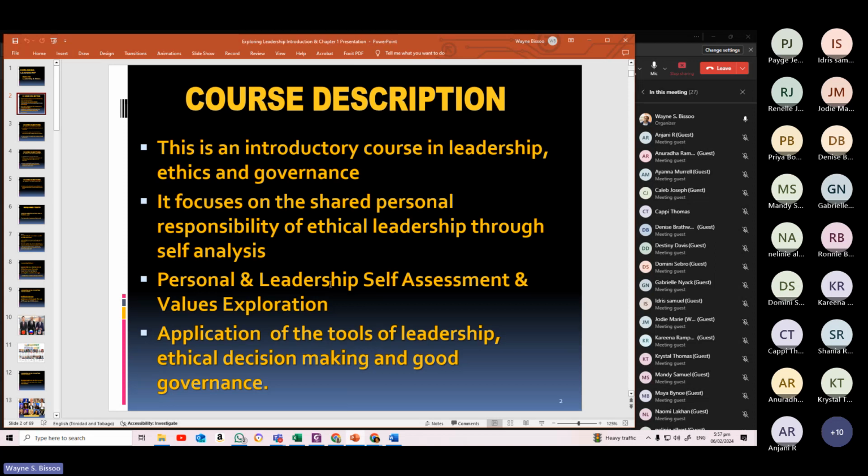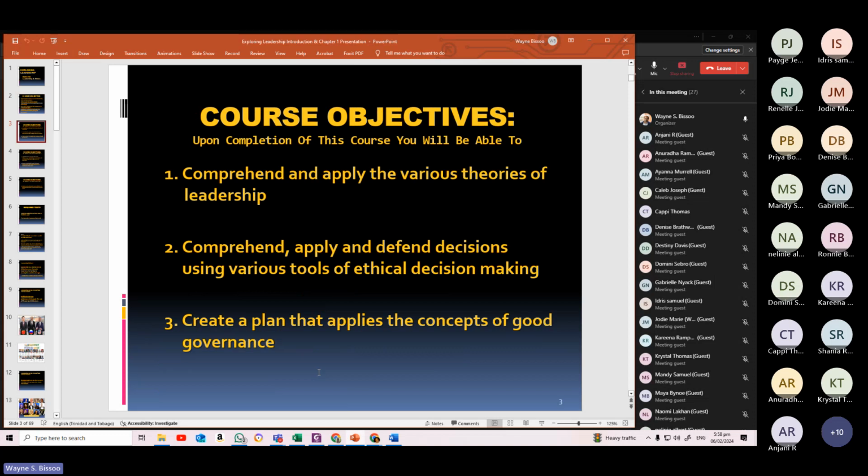Personal and leadership self-assessment and values exploration. This is also part of what you're going to be engaging in, along with the application of tools of leadership, ethical decision making, and good governance. Those are things we are going to focus on in terms of some of the activities we're going to get up to. So the midterm exercise is going to examine this ethical decision making, and you'll see what that's going to be about.